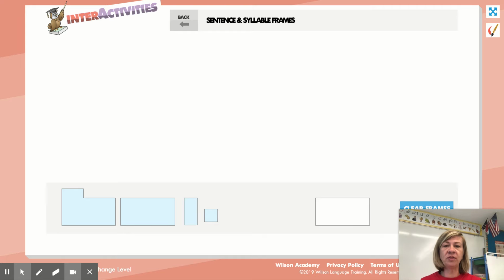Now we've practiced how to make words, and we use words to build sentences. When we put more than one word together to make a complete thought, it's called a sentence. And these are some sentence frames that we use for making sentences.